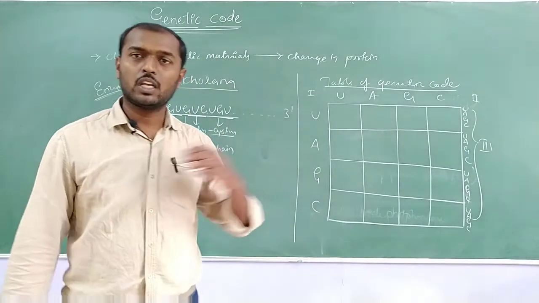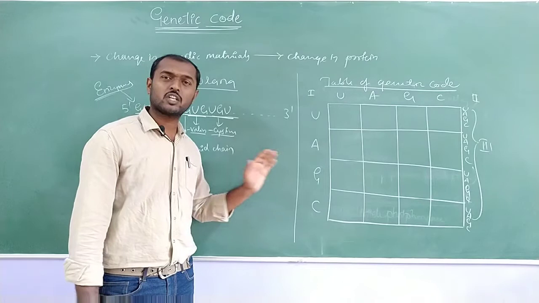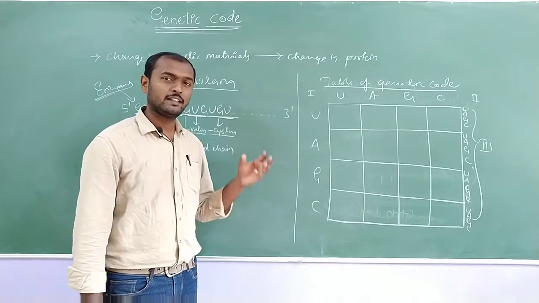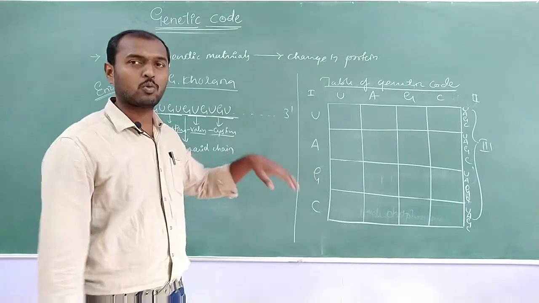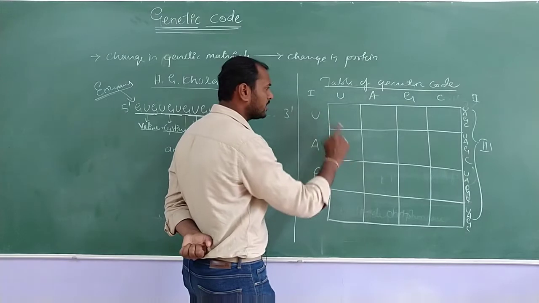So taking all this information, George Matthew has given this particular table, just like a checkerboard. So here you can create the genetic code.